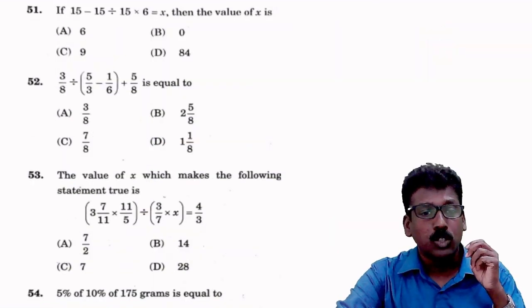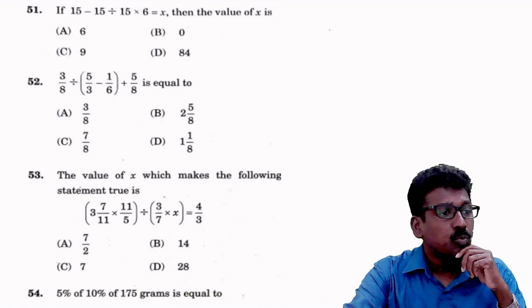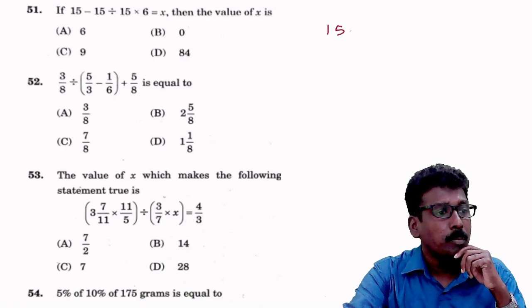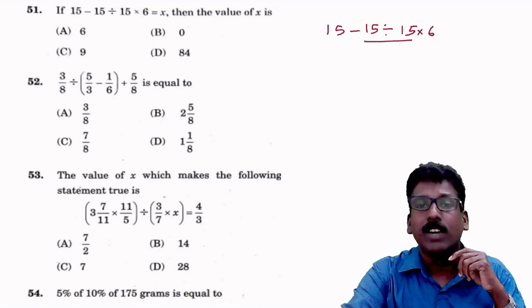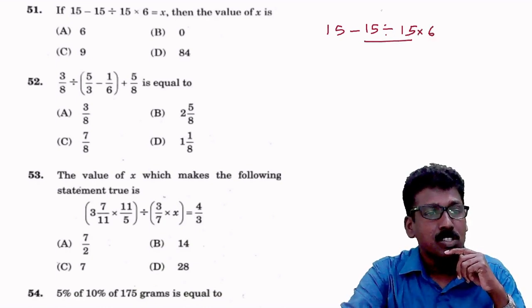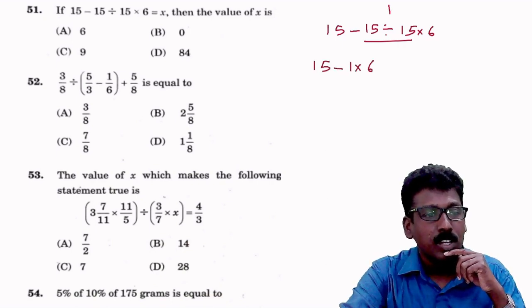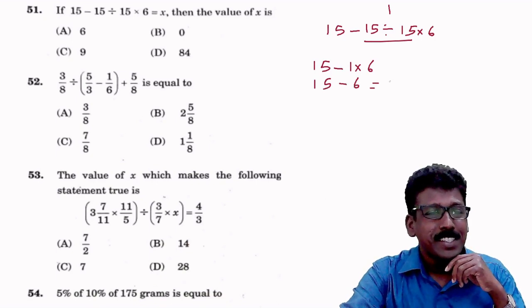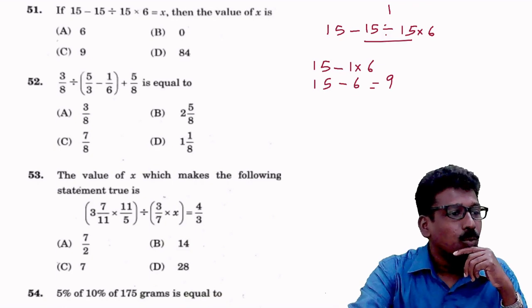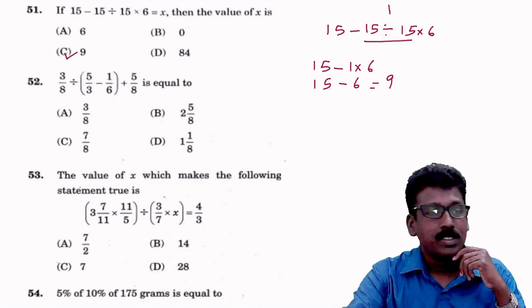Here you can use BODMAS rule. 15 minus 15 divided by 15 into 6. So 15 divided by 15, that is 1. So 15 minus 1 into 6. 1 into 6 is 6. So 15 minus 6, that is 9. So C is the correct answer.